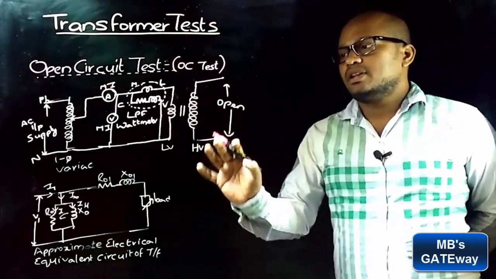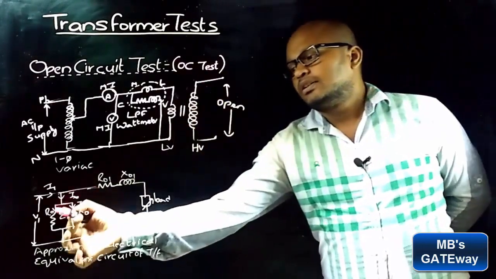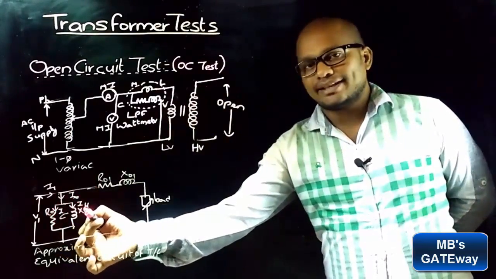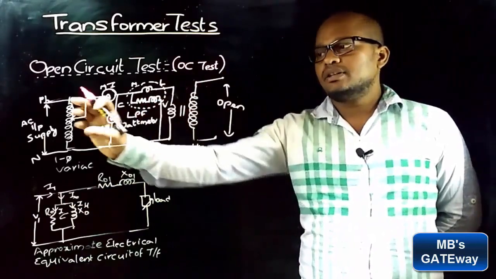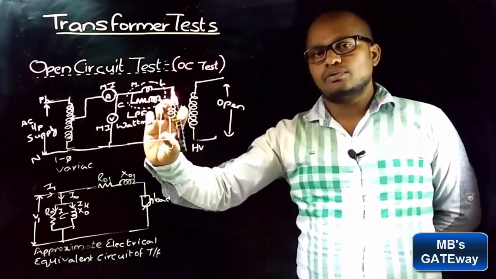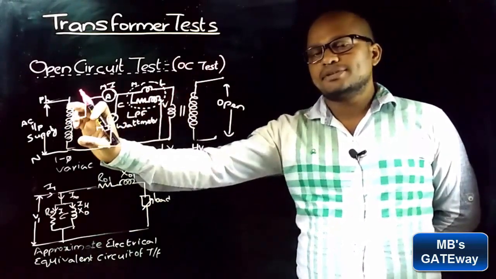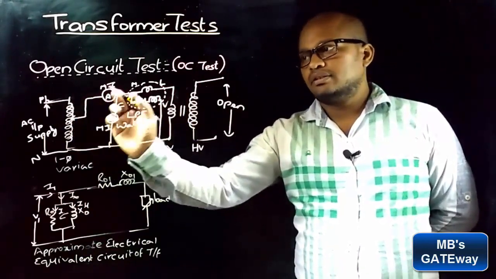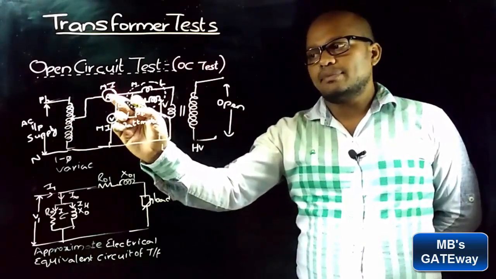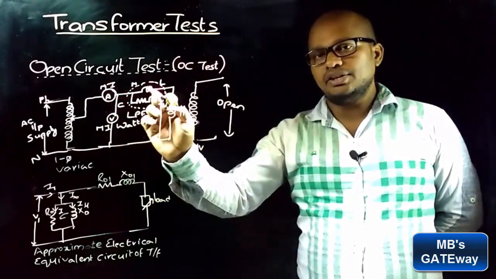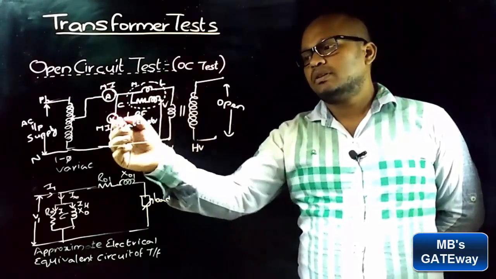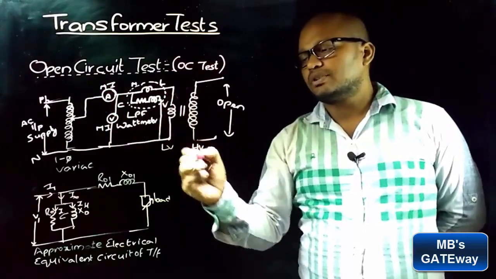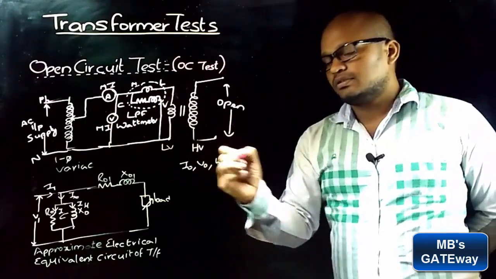Now let's see how to find the shunt branch elements R0 and X0 from the open circuit test. With the circuit connection like this and by applying the rated LV voltage by means of a single phase variac, note down the ammeter reading, voltmeter reading and wattmeter reading. So the ammeter reading is I0, the voltmeter reading is V0 and the wattmeter reading is W0.